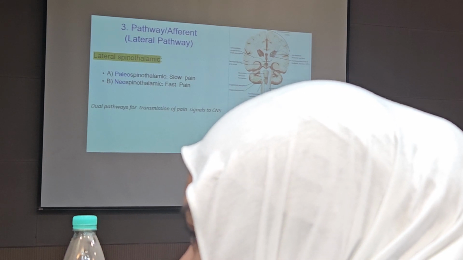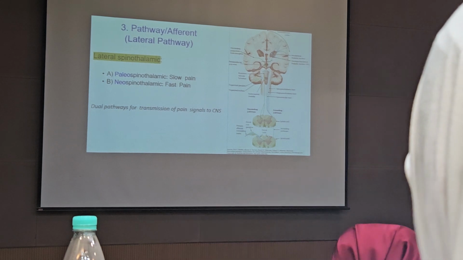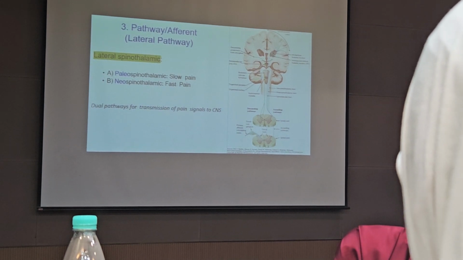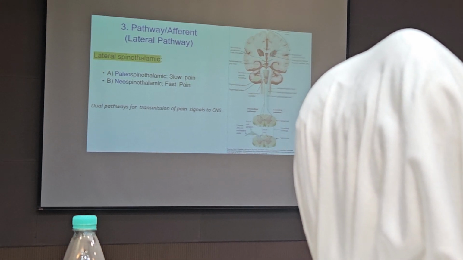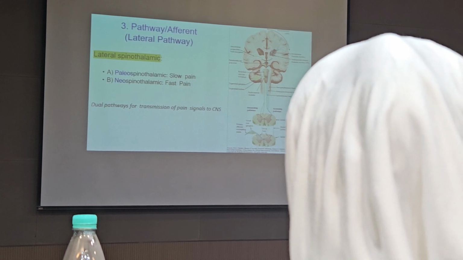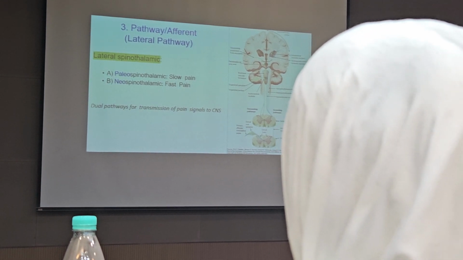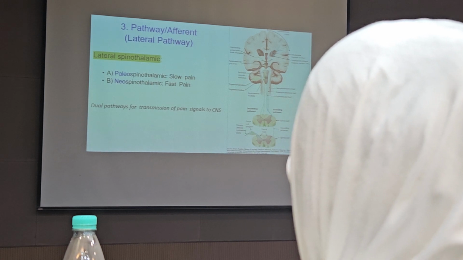So paleo-spinothalamic tract carries slow pain, neo carries fast pain. For example, meningeal irritation will be what type of pain? Meningitis, meningeal irritation. Slow pain, right? Whatever internal organ or epithelial tissue, it will be slow pain. Okay, it can be slow pain.